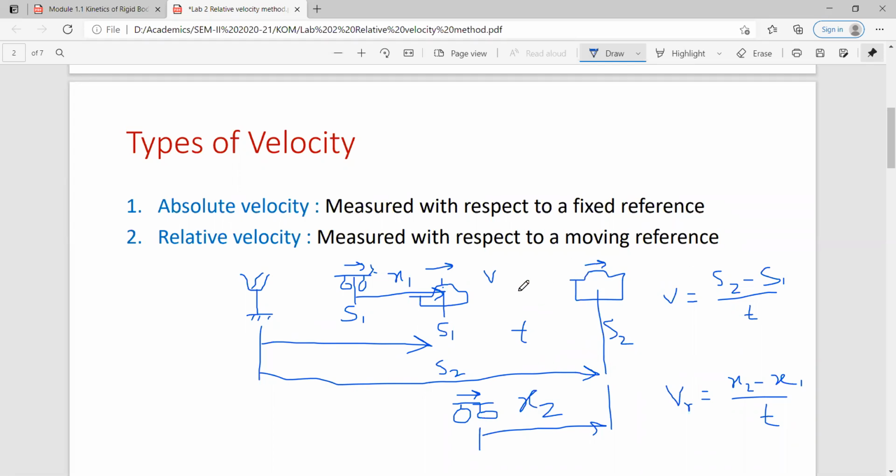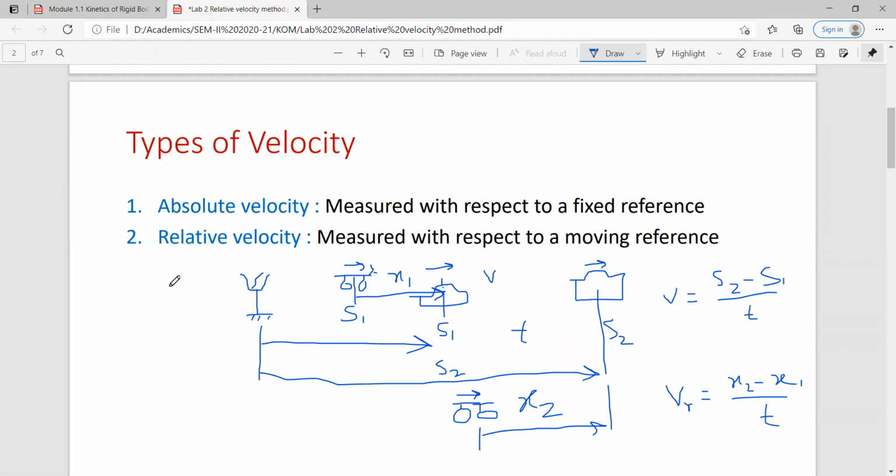Suppose in the problem you are asked to find out what will be the distance between a moving bike and a moving car after some time. For such calculations you will take the help of relative velocity. What is the relative velocity of the car with respect to the bike? Then you can figure out the distance between the car and the moving bike. So I hope this clears up absolute and relative velocity.